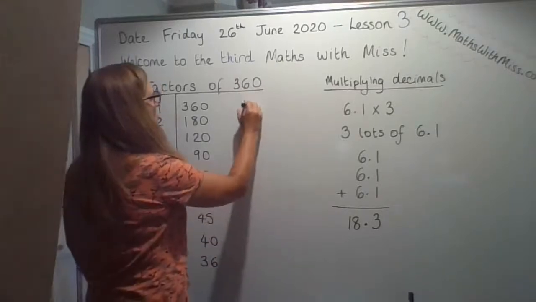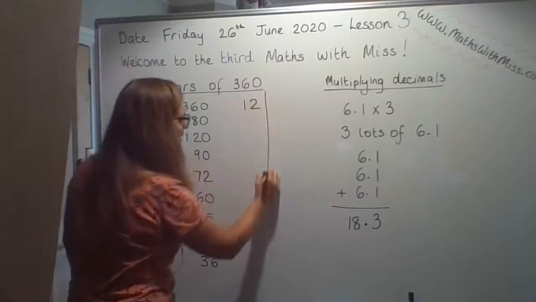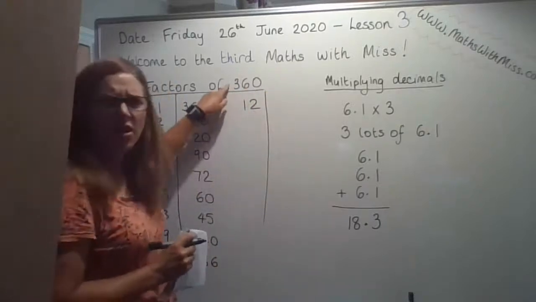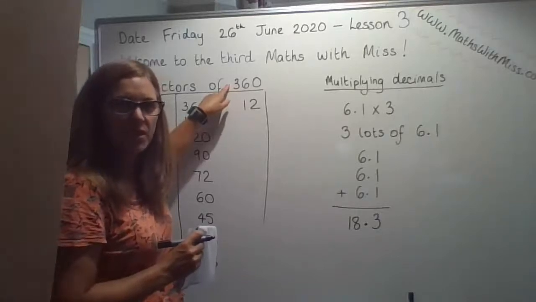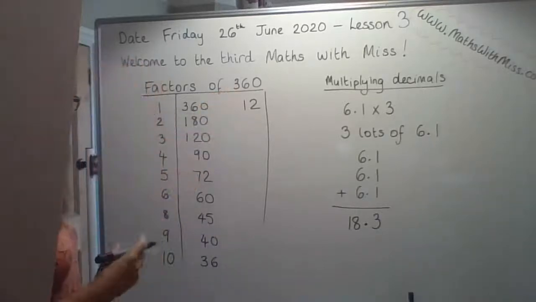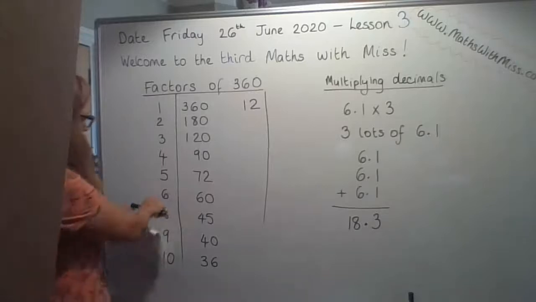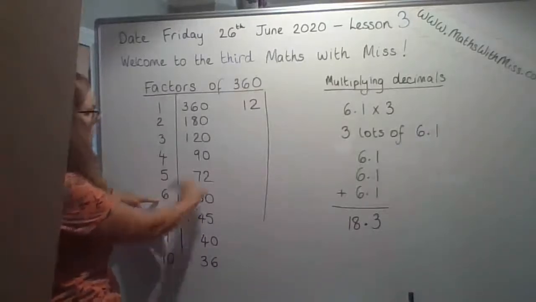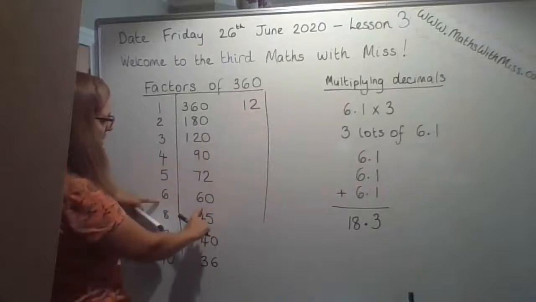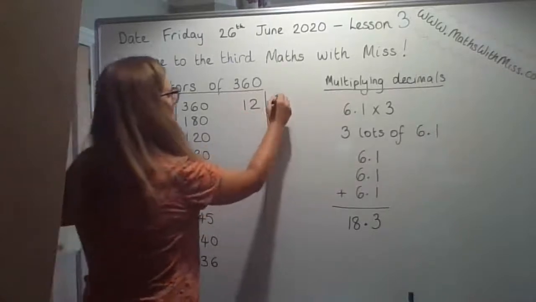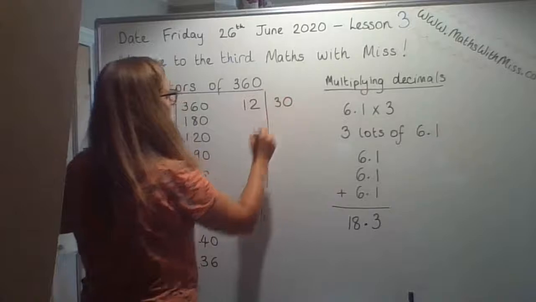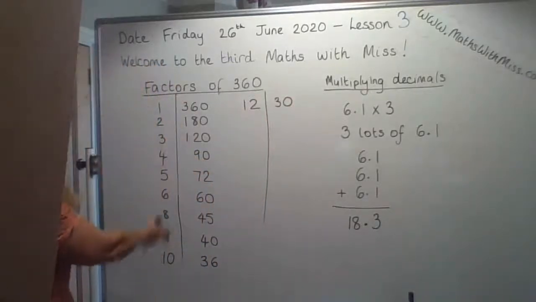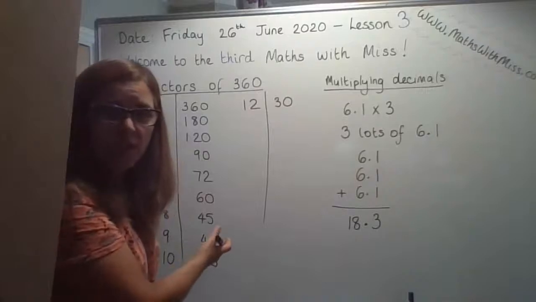12, let's write 12 up here. Let's see if we can use any information. You might just look at that and say, well, I know that 12 multiplied by 3 is 36. But we might also be able to use this here, where we've got 6 multiplied by 60. We've doubled 6 to get 12. If we halve 60, we're going to get 30. Well, 13 isn't one. And 14 can't be one because 7 isn't there.